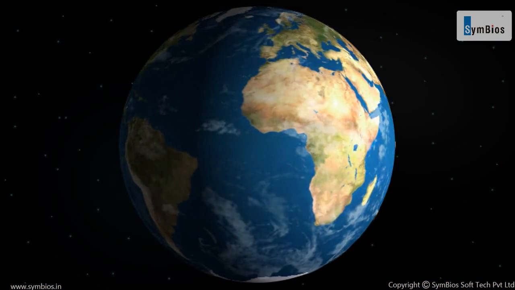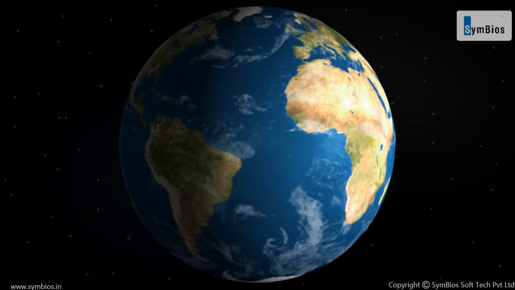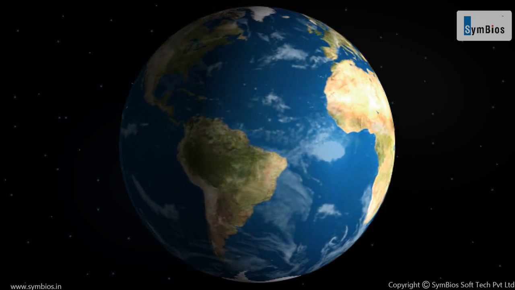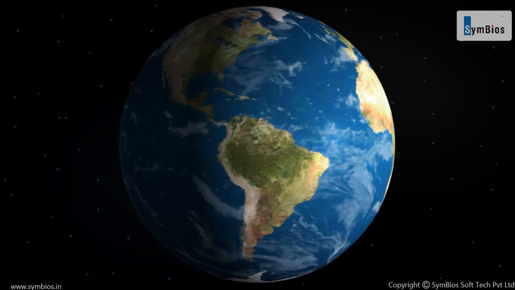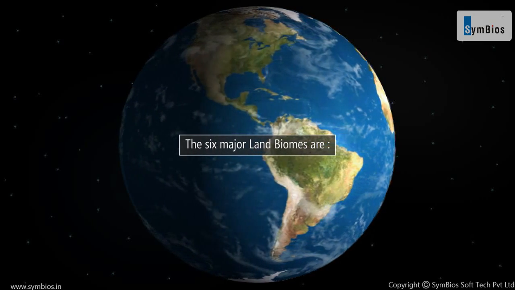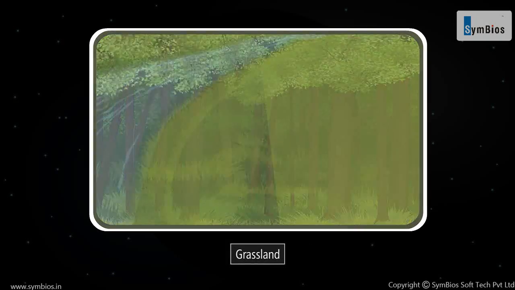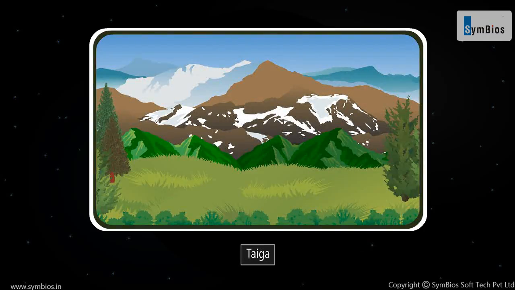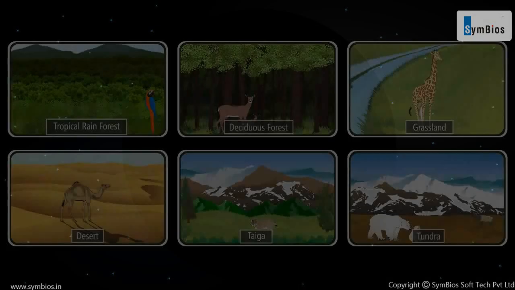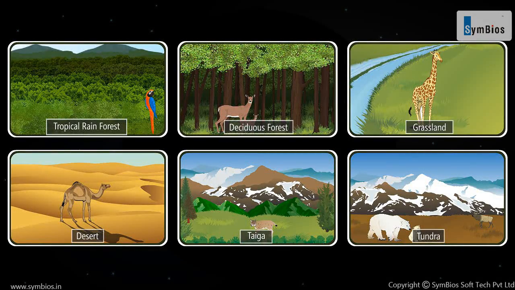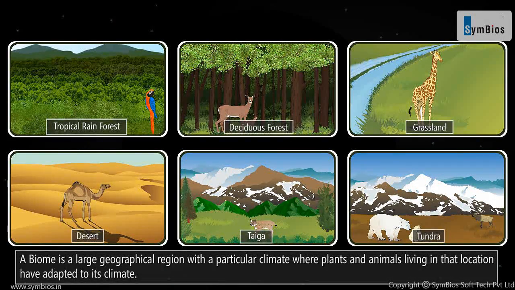Based on the general climatic condition of the regions, scientists have divided the land on the earth into 6 major regions called land biomes or biomes. The 6 major land biomes are tropical rainforests, deciduous forest, grassland, desert, taiga, tundra. Each biome has a different type of living beings who adapt themselves to the climate of that region. Thus, a biome is a large geographical region with a particular climate where plants and animals living in that location have adapted to its climate.